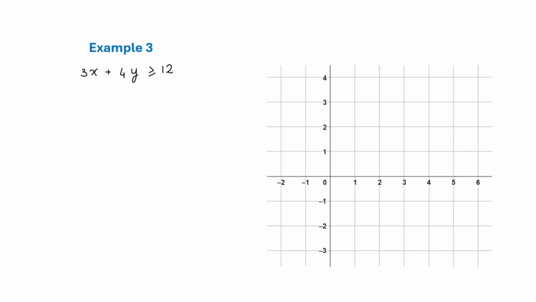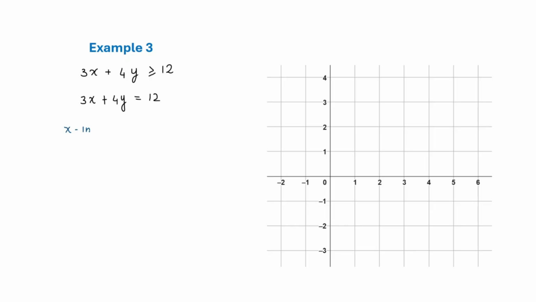Graph the inequality 3x plus 4y is greater than or equal to 12. This time the inequality is written in standard form. First, we write the associated equation by replacing the inequality sign with an equal sign. So we get 3x plus 4y is equal to 12. To plot the boundary line, we will use the x-intercept and the y-intercept.